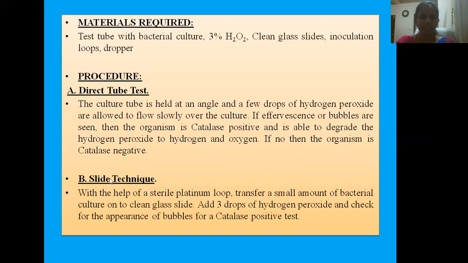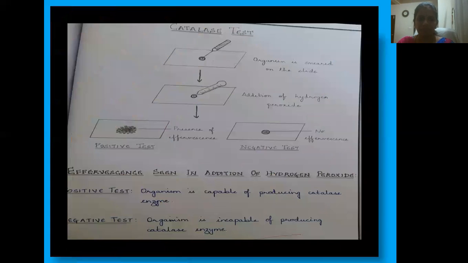And one more technique, the slide technique. With the help of a sterile platinum loop, transfer a small amount of bacterial culture onto a clean glass slide. Add 3 drops of hydrogen peroxide and check for the appearance of bubbles for a catalase positive test. We can take the inoculation loop here and you can perform this experiment.